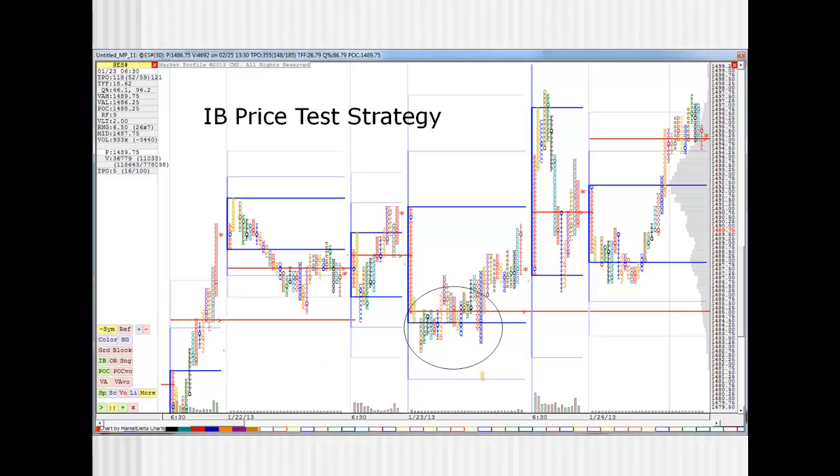the risk management, a safe point is always the level below the level that is being tested. In this case, since we want to take a long, the level would be below it. If in fact we were taking a short, it would be the level above it.